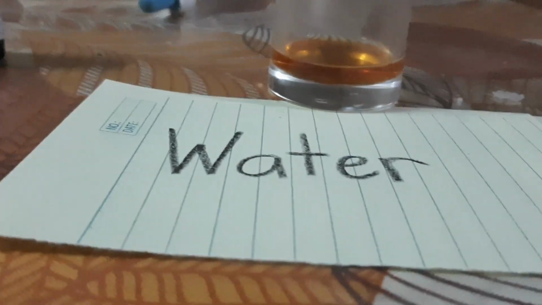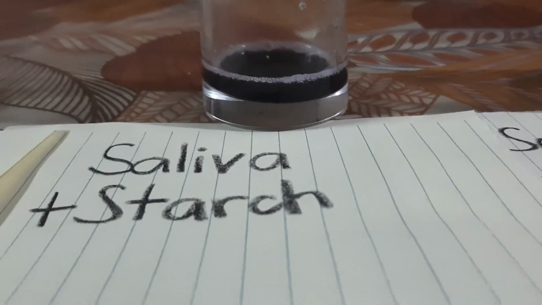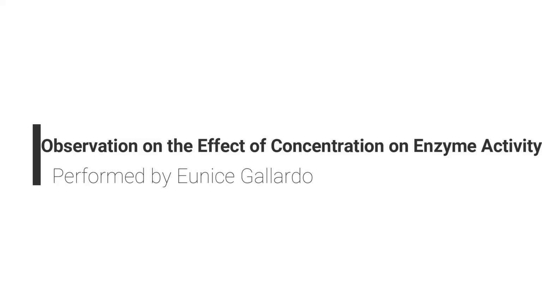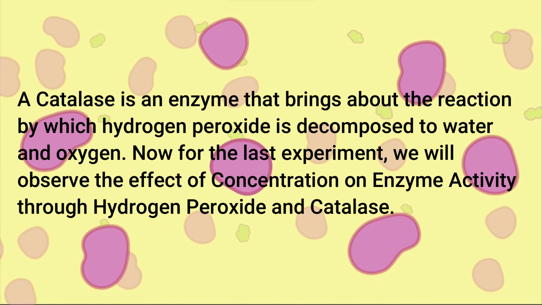Normally, in the sample saliva plus starch, the correct color for it is orange-brown, because the amylase that is present in the saliva will break down the starch, but it did not happen in the experiment. As we discussed in the first experiment, a catalyst is an enzyme that brings about the reaction by which hydrogen peroxide is decomposed to water and oxygen.